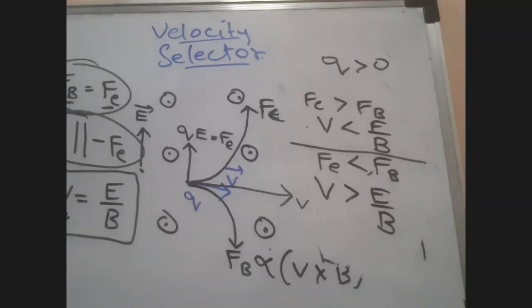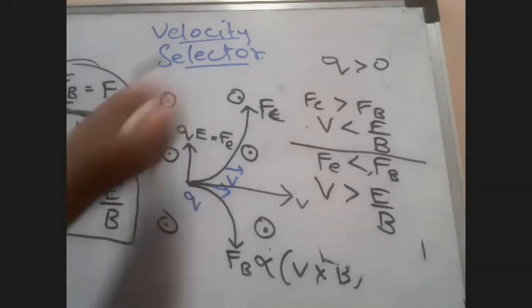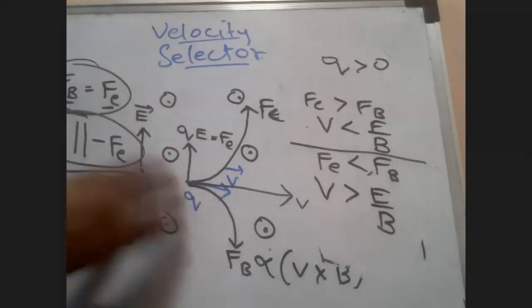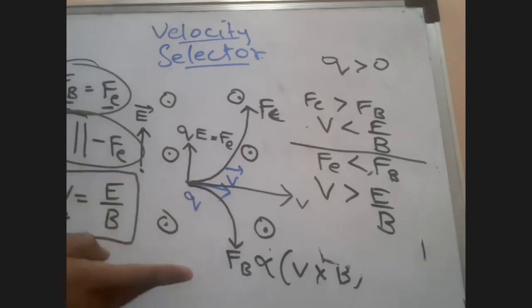What is this basically? This is called a velocity selector. We can find out which particles go undeflected through a cross field. That is, the electric field is upwards, the magnetic field is out of the plane, and when you pass a charge through it, we can select the velocity. Basically, you are categorizing the particles based on their velocity.